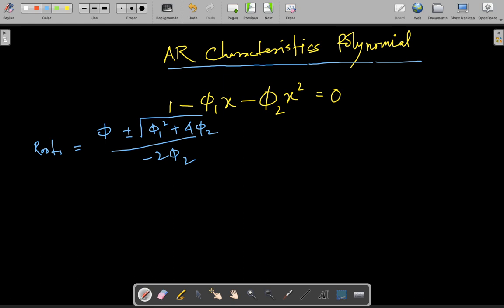Now I need to determine the value of these roots, and I will claim that the value of this root, if I take a modulus of this value, it should be above 1. Okay, so that is the claim that I'm making. So how I'll write it is basically mod of the same thing. Basically, I'll write again mod of this theta 1 square plus 4 theta 2 by minus of 2 theta 2 is going to be greater than 1.